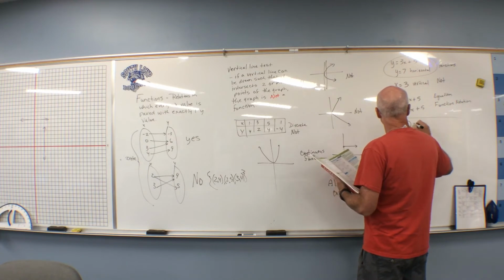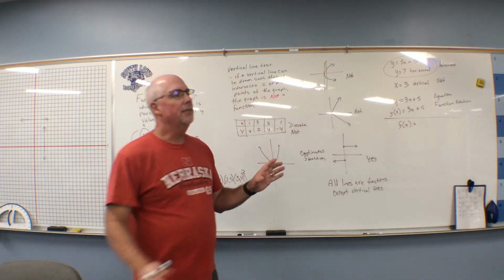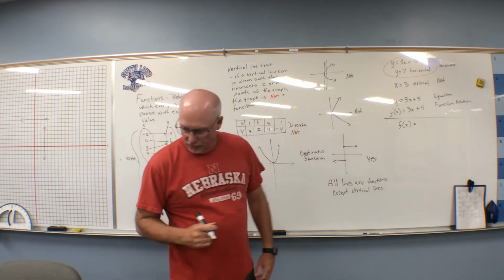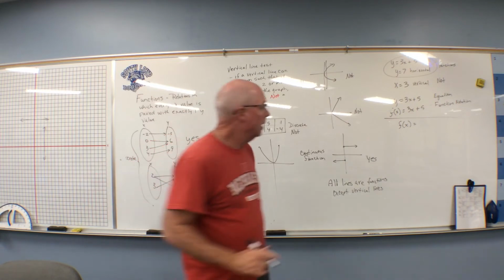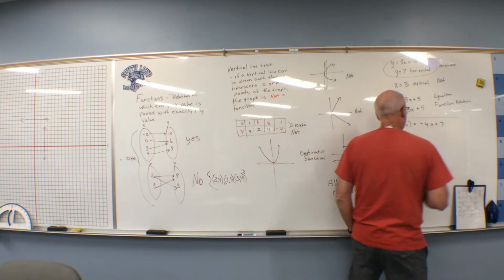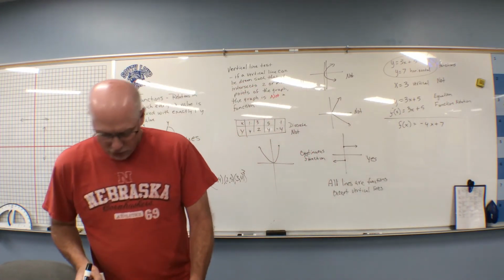Let's say that we have a function. By the way, f of x is used, but not all the time. We can use g of x, h of x, all kinds of letters, but most of the time f of x is used for function. So let's say that f of x equals negative 4x plus 7. Okay? This is the hard part. This is the part that most students struggle in.